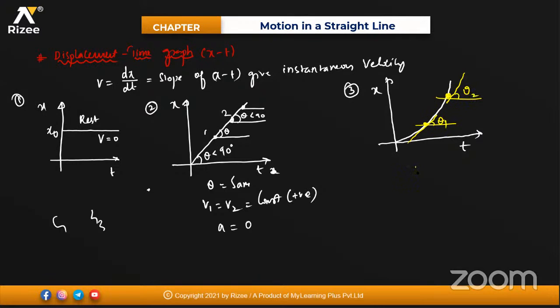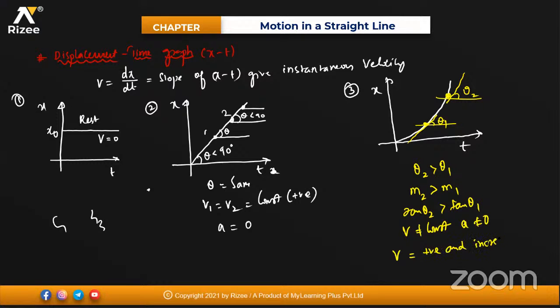So obviously, which is greater? Theta 2 is greater than theta 1. So obviously, m2 is greater than m1. That means tan theta 2 will be greater than your tan theta 1. So velocity here is not constant, so acceleration is also not constant. That means velocity is positive and increasing. Clear? Is it clear?